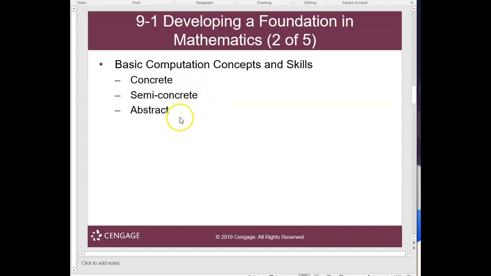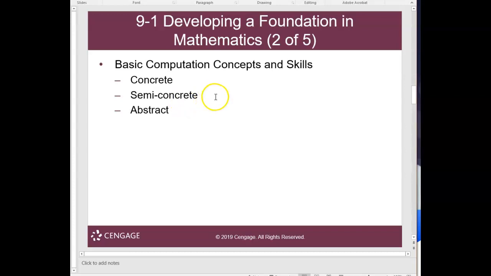And where we want all our students to get is to the abstract phase, depicting a math problem by writing it in number form. Okay, so again, if concrete was giving them 5 apples, semi-concrete or representational was drawing a picture or hash mark to represent 5 apples. Abstract, you would say, oh, you started with 5 apples, and you know what they would write? The number 5. Okay, so that's what we mean by concrete, semi-concrete, or representational and abstract.